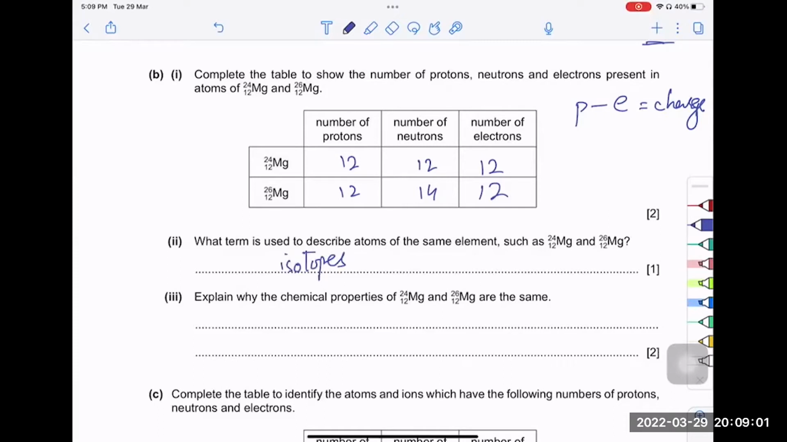Explain why chemical properties of these are the same. जी बताएंगे, chemical properties, what do they depend on? Chemical properties depend on valence electrons. If they have the same number of valence electrons, they will have same chemical properties. So we can say they have same number of valence electrons. Or if you don't want to use the word valence, then you can say electrons in last shell. You can explain that as well. But both of them are acceptable.